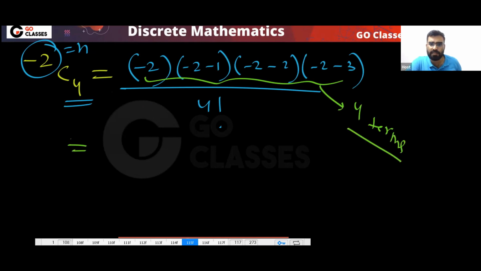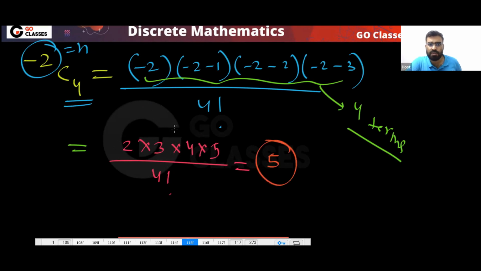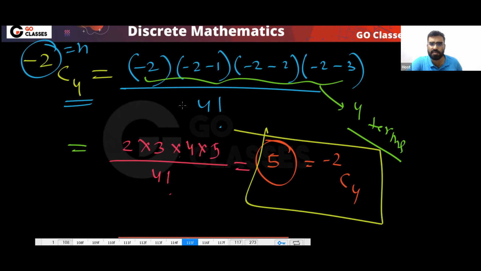So what will be the answer? The answer will be 2 into 3 into 4 into 5 divided by 4 factorial, and then finally I can say that answer will be 5. So minus 2C4 is equal to 5. Is this clear? Is this clear to everyone?